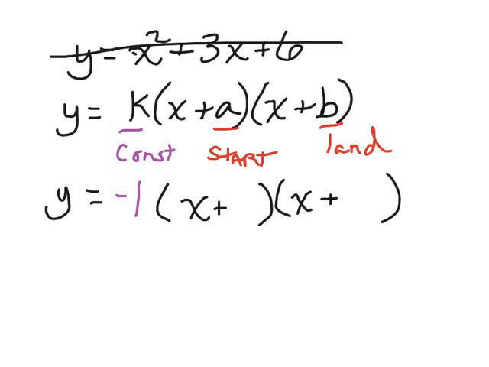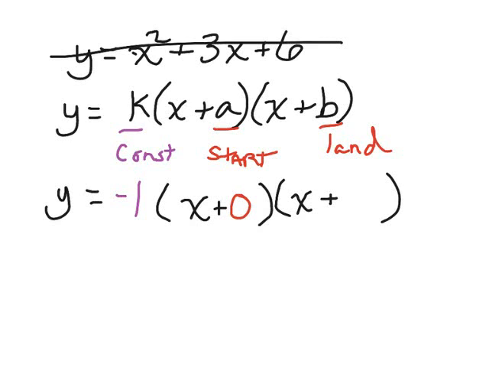Now, where do we want to start? You can start anywhere on the graph, but it's going to be a whole heck of a lot easier to start at 0. So we're going to make it x plus 0. And where do we want to land? Well, we can land anywhere on the graph, you're making up the equation. So let's pick a nice number like 20. 20 is an easy place to land.